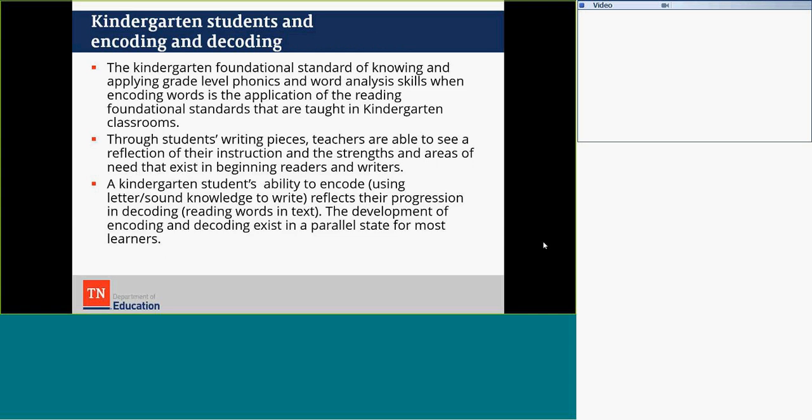So now let's think about kindergarten students and encoding and decoding. So the kindergarten foundational standard of knowing and applying grade level phonics and word analysis skills when encoding words is the application of the reading foundational standards that are taught in kindergarten classrooms. So through students' writing pieces, teachers are able to see a reflection of their instruction and the strengths and areas of need that exist in beginning readers and writers. So a kindergarten student's ability to encode, which is using letter and sound knowledge to write, reflects their progression in decoding, which is reading words and text. The development of encoding and decoding exists in a parallel state for most learners.